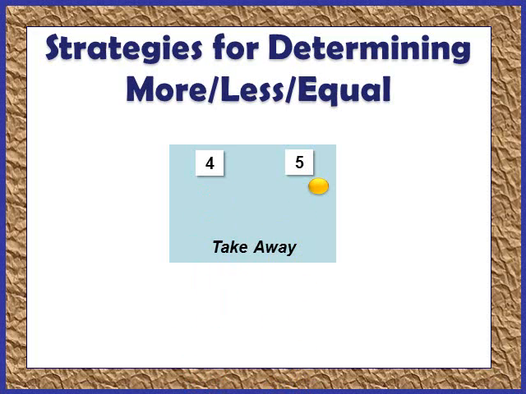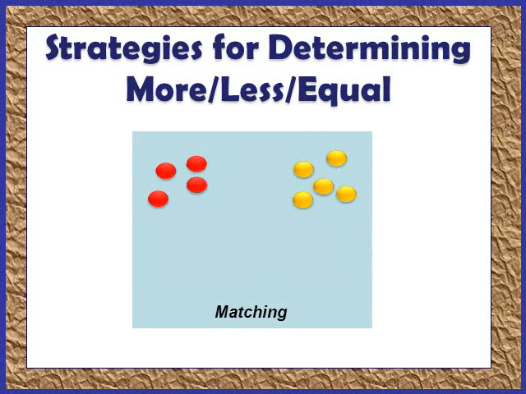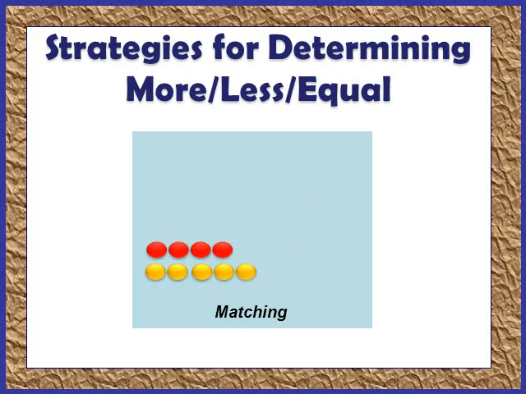Students take away one chip from each set at the same time until only one set has chips left. This would tell students that a set of 5 has more than a set of 4. Another way to practice this is by matching the sets. So you can make a straight row of the first set and then a straight row of the second set and see that this yellow set of 5 has more than the red set, or the red set is less than the yellow set.